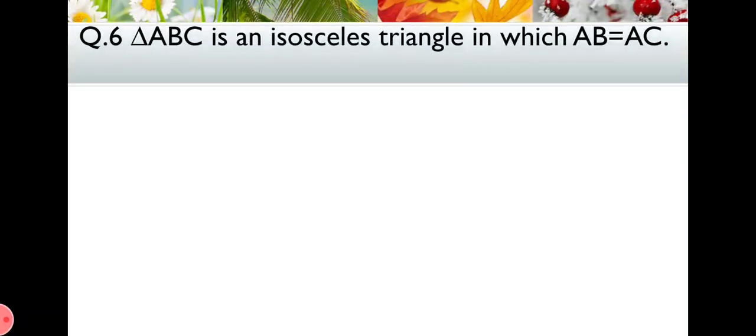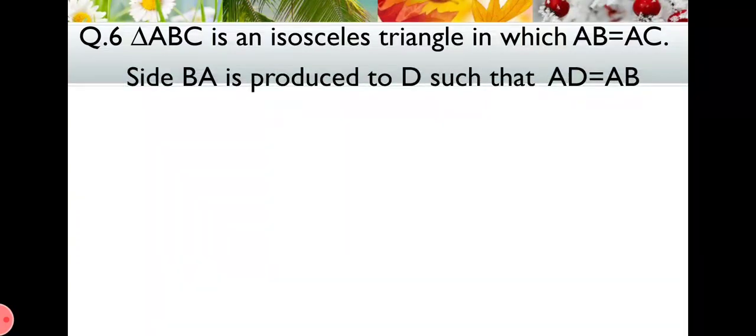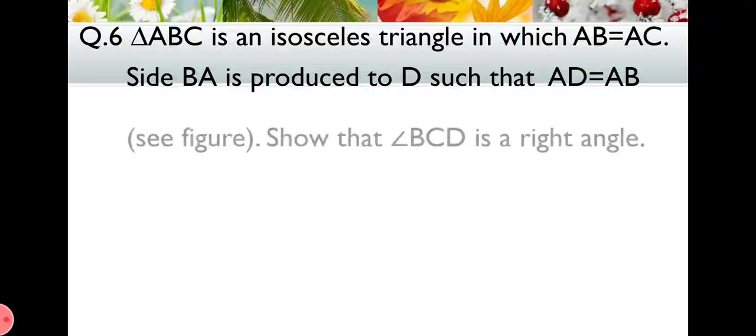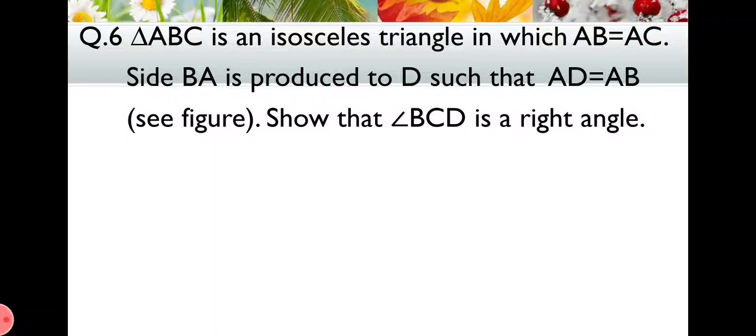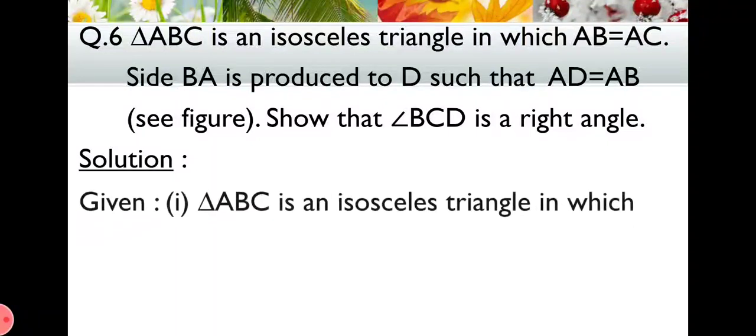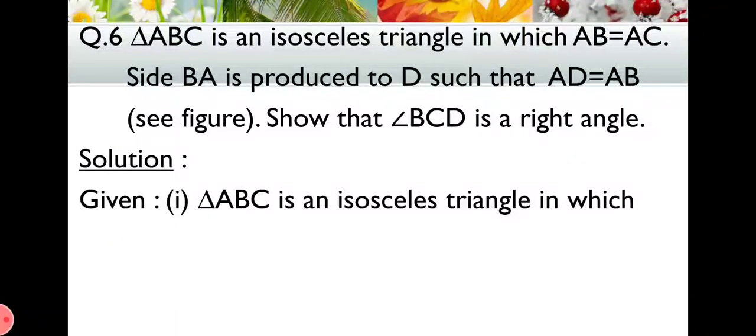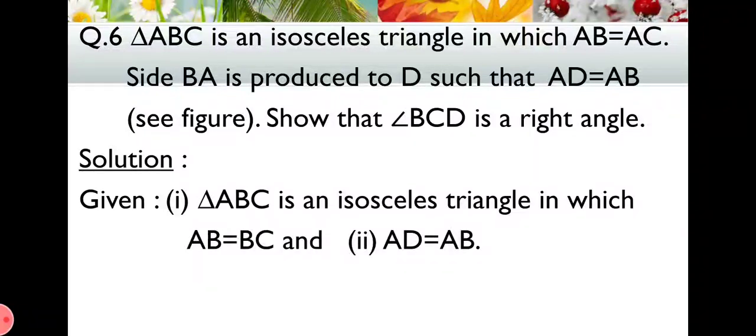Next question, that is question number 6. Triangle ABC is an isosceles triangle in which AB equals AC. Side BA is produced to D such that AD equals AB. See figure. Show that angle BCD is a right angle. Now, given number 1: triangle ABC is an isosceles triangle in which AB equals AC. Second, it is also given that AD equals AB. We have to prove angle BCD equals 90 degrees, that is, angle BCD is a right angle. Let's see the figure.